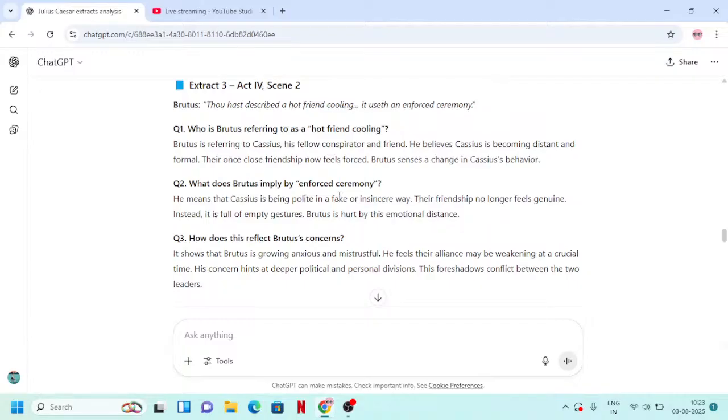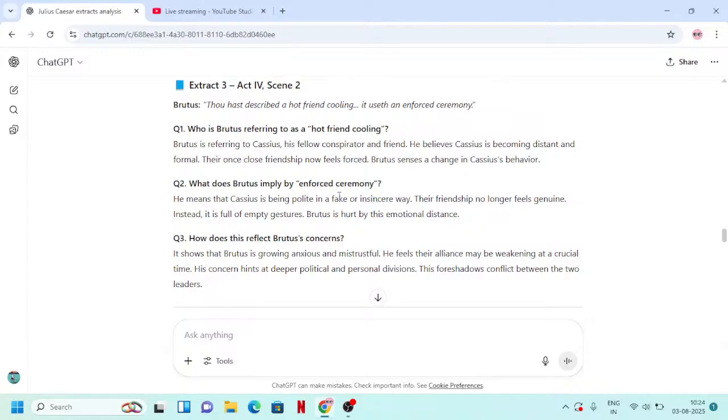Second question, what does Brutus imply by enforced ceremony? Enforced means they are just performing formalities. Enforced means they are forced to do that. He means that Cassius is being polite in a fake or insincere way. Their friendship no longer feels genuine.